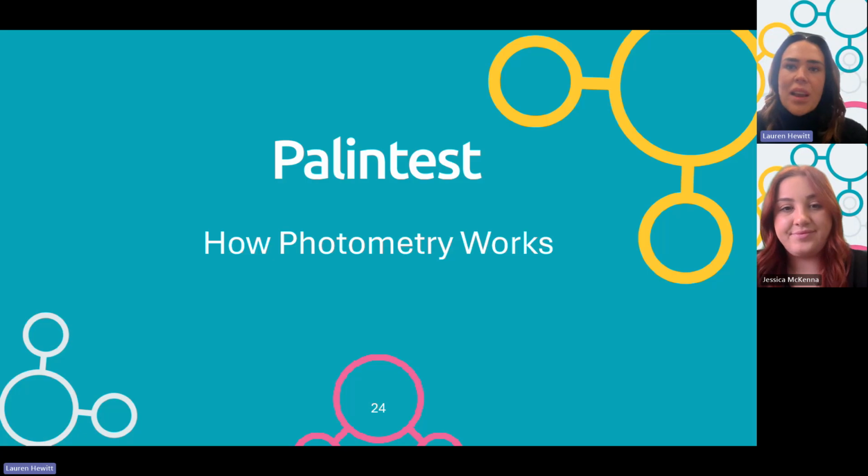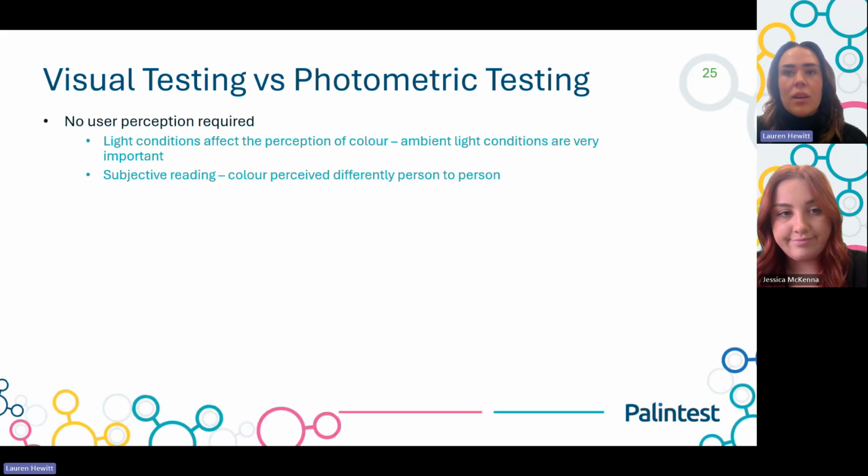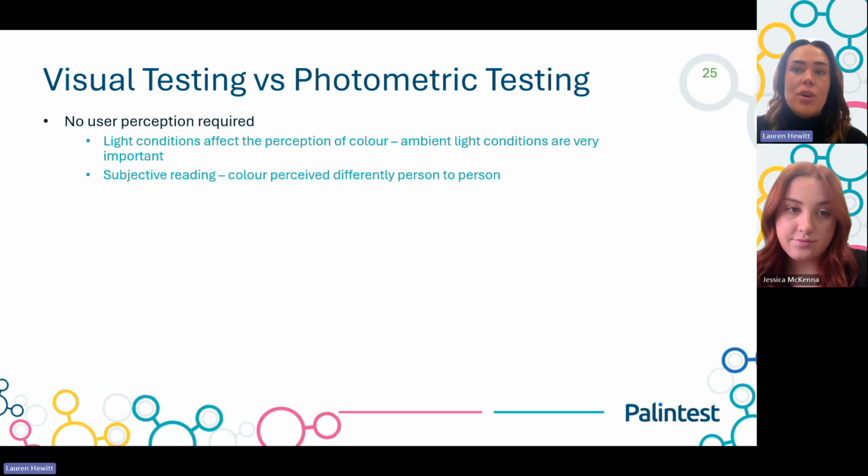Thanks, Jess. Now that Jess has covered the products in the Pale and Test solution, let's take a look at how photometry works, the benefits of photometry, and some best practices to get the most accurate results out of your instrument. When comparing visual testing to photometric, the outstanding benefit is that it is not user dependent. With visual testing, user perception plays a large part in the test result. Light conditions affect the appearance of colour, and colours are perceived different user to user.